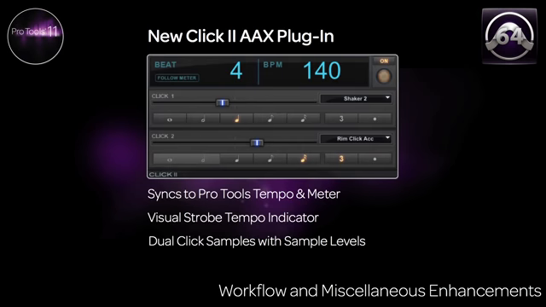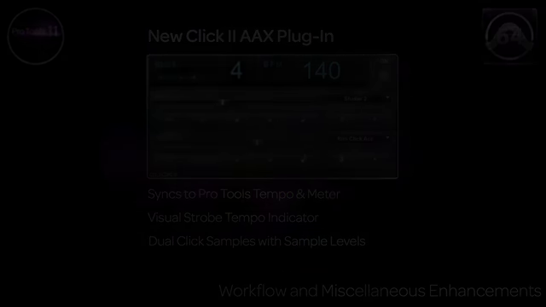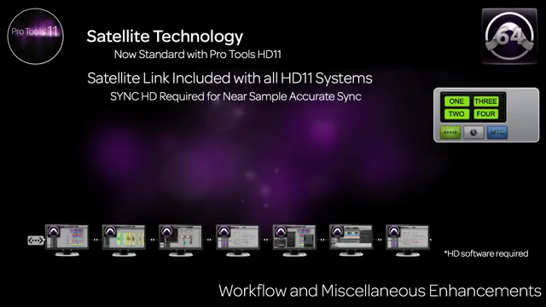There is a new Click 2 AAX plugin that has many new click samples as well as the ability to create subdivisions. Click 2, as well as all Avid AAX plugins, are now 64-bit, a requirement for all plugins for Pro Tools 11. The satellite option is now included free with each version of Pro Tools HD 11.